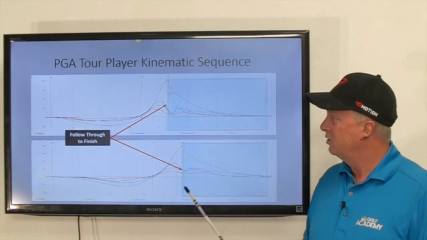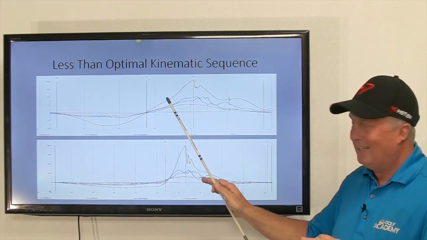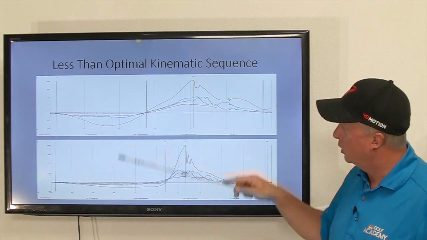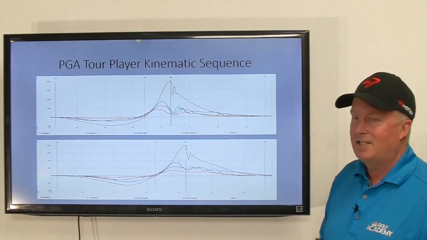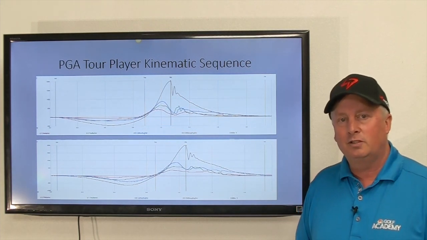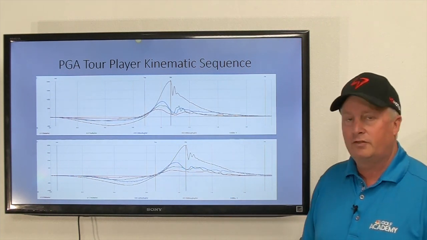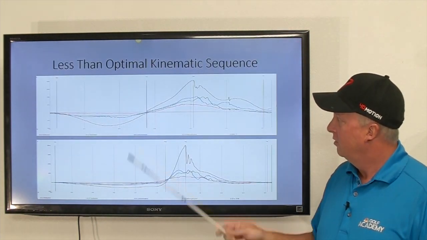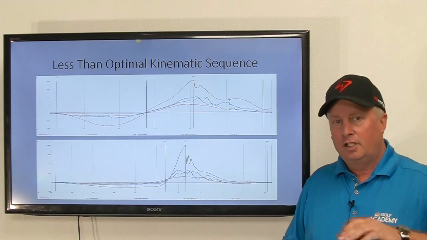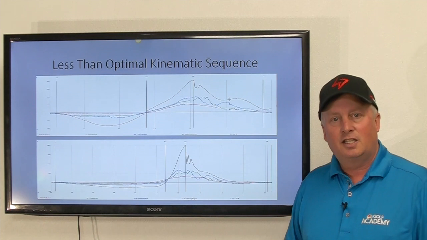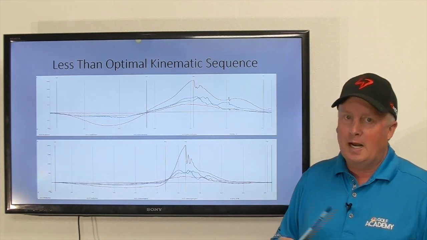So at the end of this, what I want you to be able to do is look at what a less than optimal kinematic sequence would look like and differentiate that immediately from what you might see in a tour kinematic sequence. So even in this early stage, we can clearly see that those two graphs are very different from these two graphs. So I want to make sure that you can immediately see things in the kinematic sequence without a lot of looking around or having to go back through.